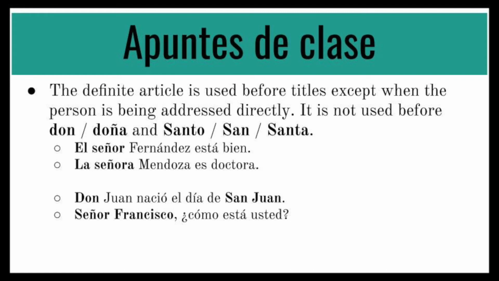Number 4. The definite article is used before titles except when the person is being addressed directly. It is not used before don o doña or santo, san, o santa. Let's look at some examples. El señor Fernández está bien. La señora Mendoza es doctora. Don Juan nació el día de San Juan. Señor Francisco, ¿cómo está usted? Notice that when we addressed Señor Francisco, we did not use the article.